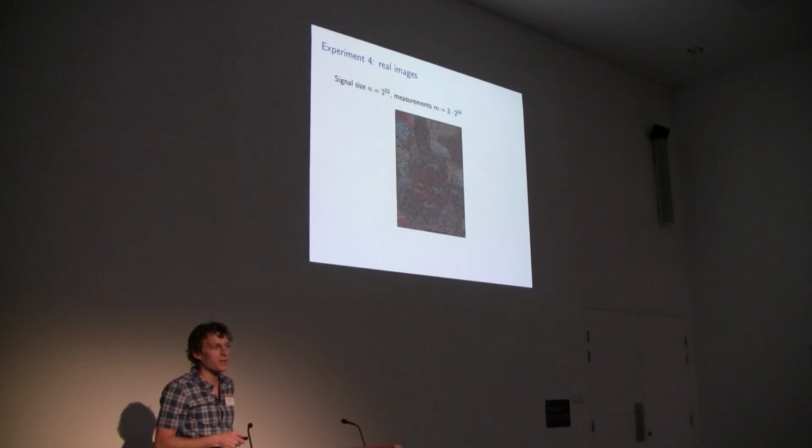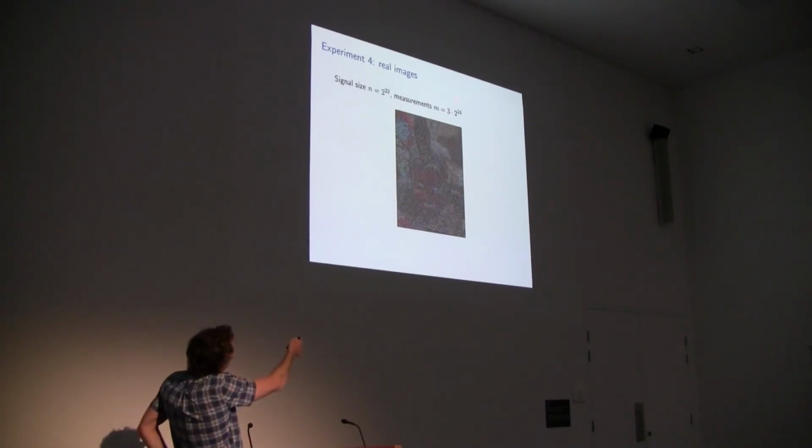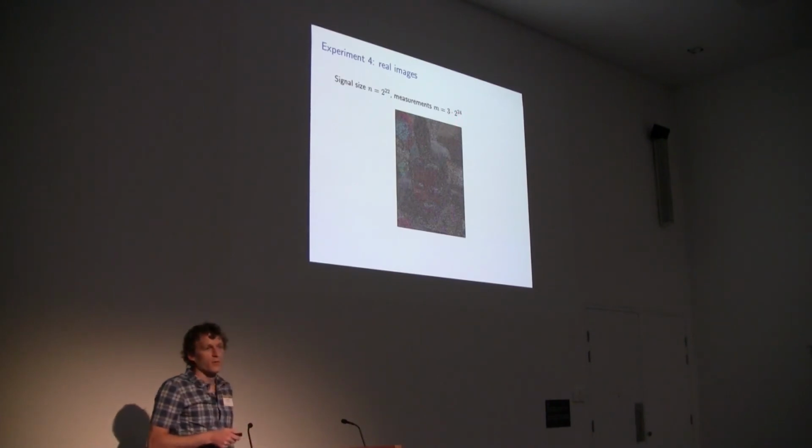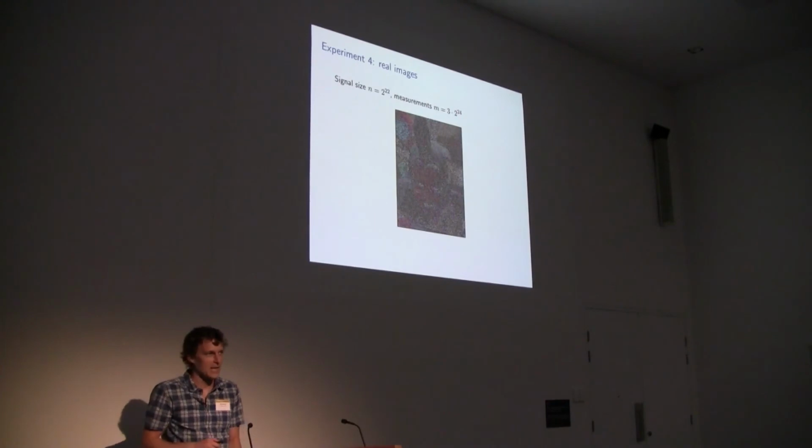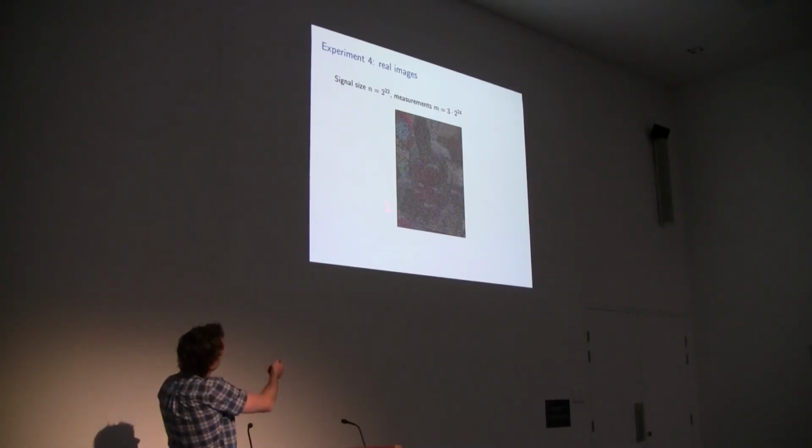So we have a 4 million dimensional problem, and I'm taking 3 times 2 to the 22 Fourier transforms of this image. And then I'm destroying their magnitude. So this is where we initialize this method.